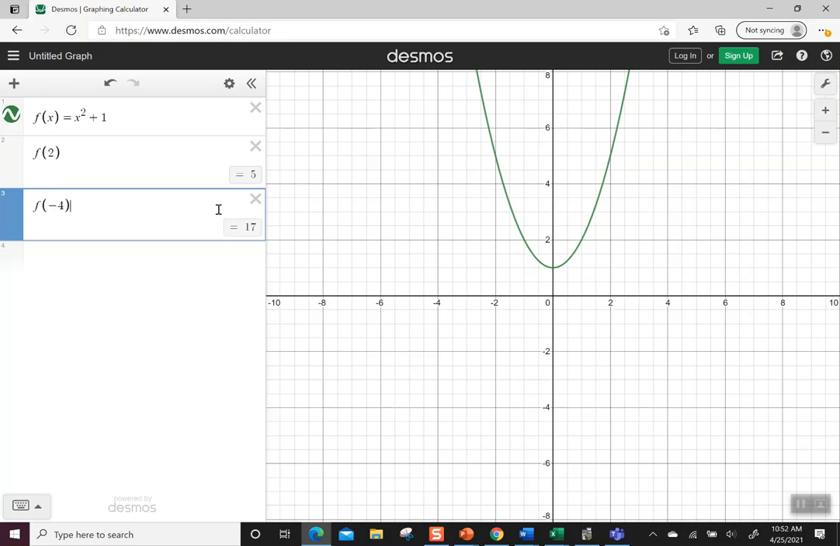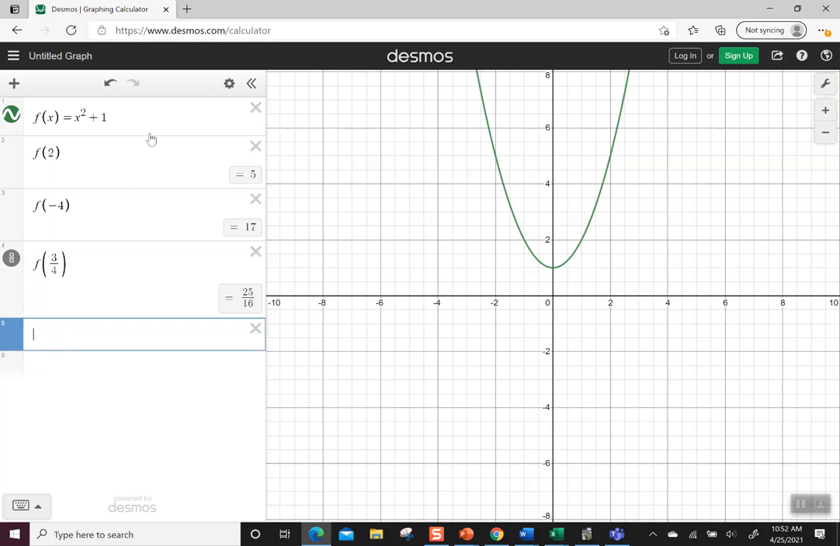So Desmos is taking the value that we give it, plugging it into the x, squaring it, and adding 1. This would work for fractions, so f of 3/4. You can see it says 1.5625. If you want that as a fraction, we click the box that says it's a fraction, and it changes it to 25/16.